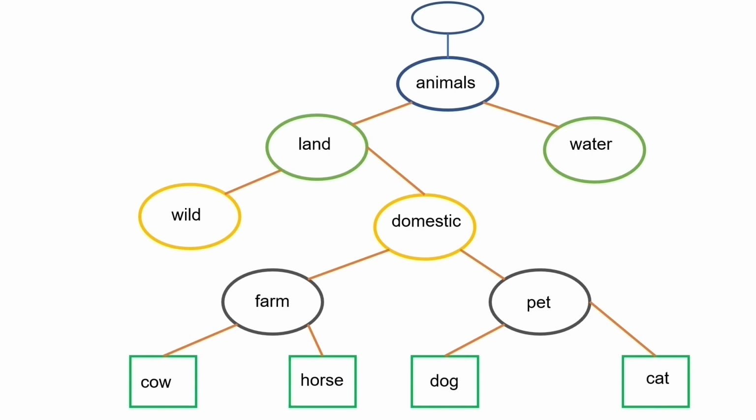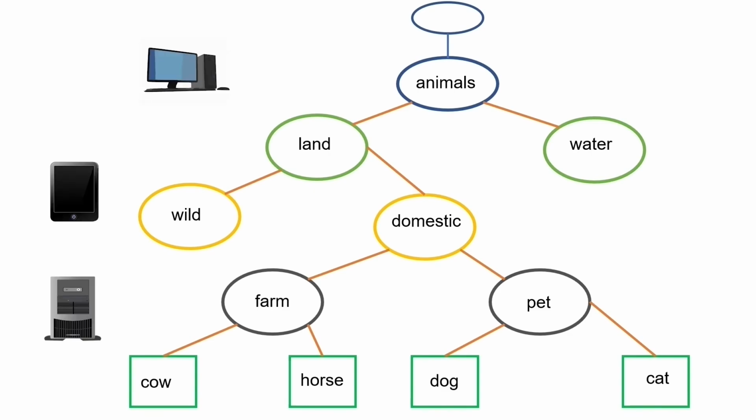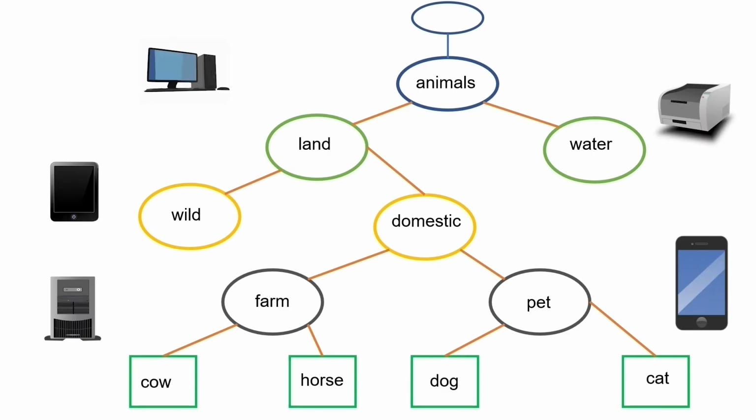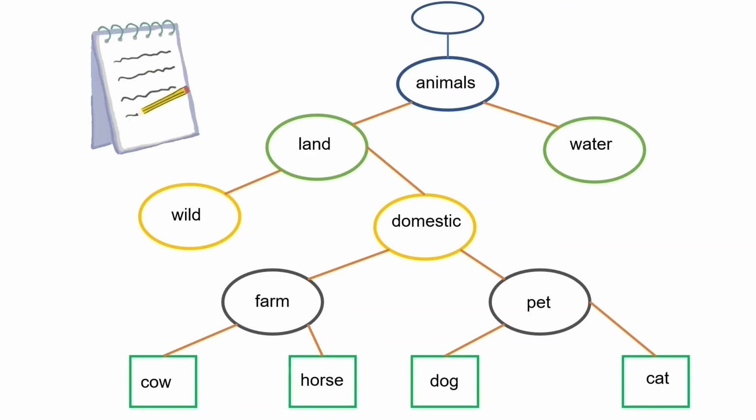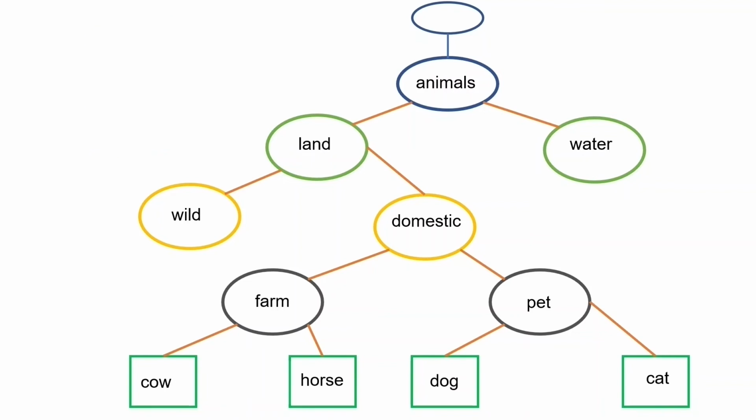A node is a system. It can be an endpoint, a server, or any other computer or device that needs and uses a name. In this database, cat, dog, horse, cow, farm, pet, wild, domestic, land, water, and animals are examples of nodes. If you want to access a node by its name, you need to create a resource record for it in the zone file of its parent name server. The resource record includes the node name and IP address.